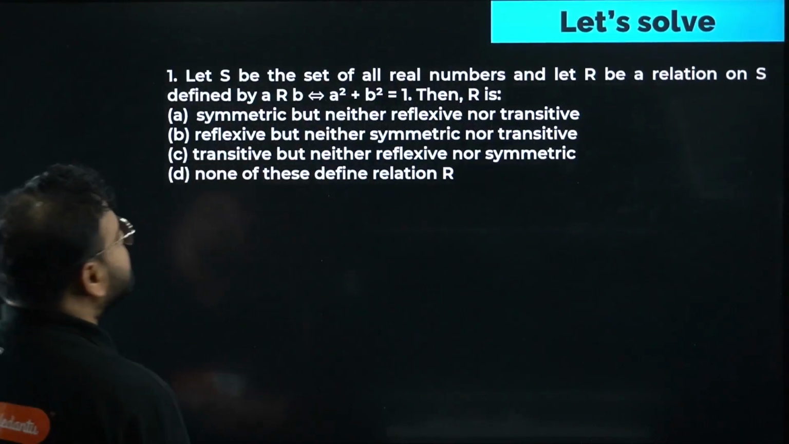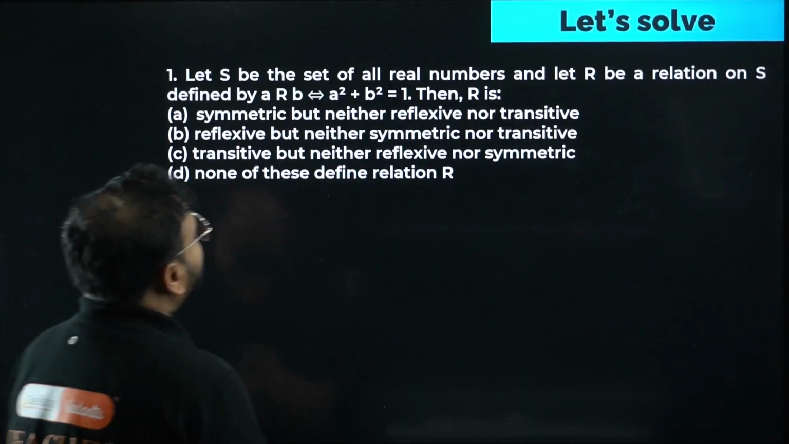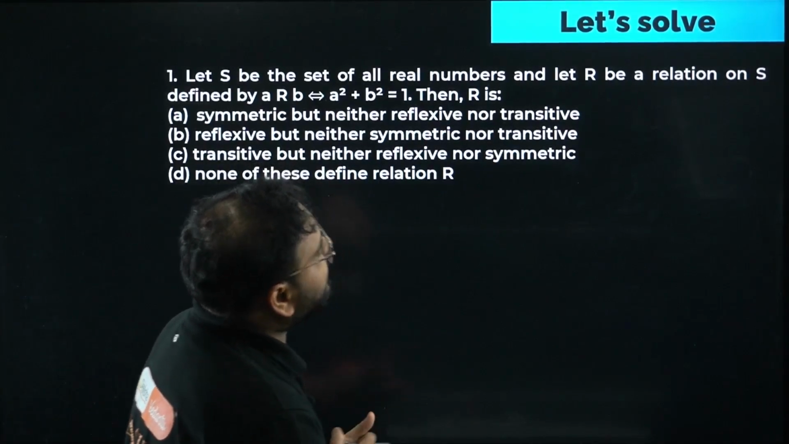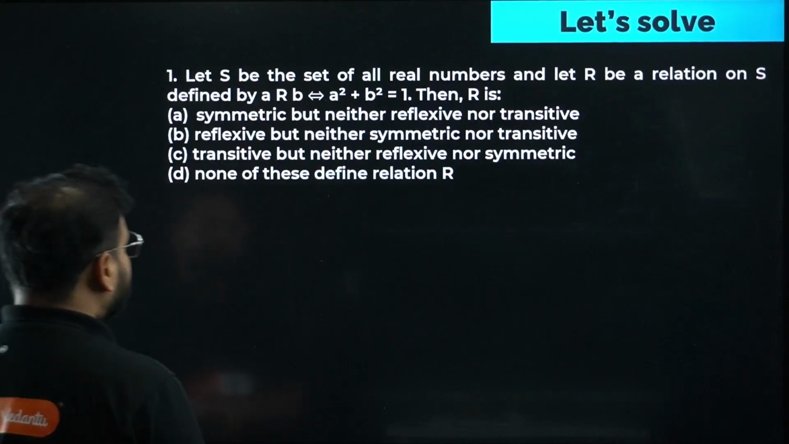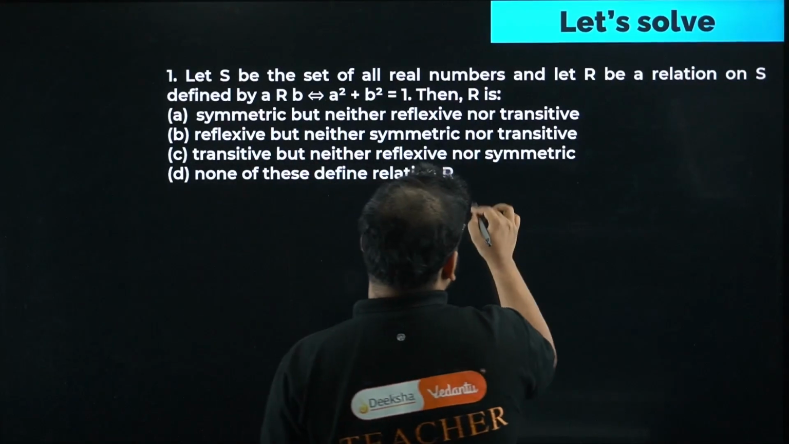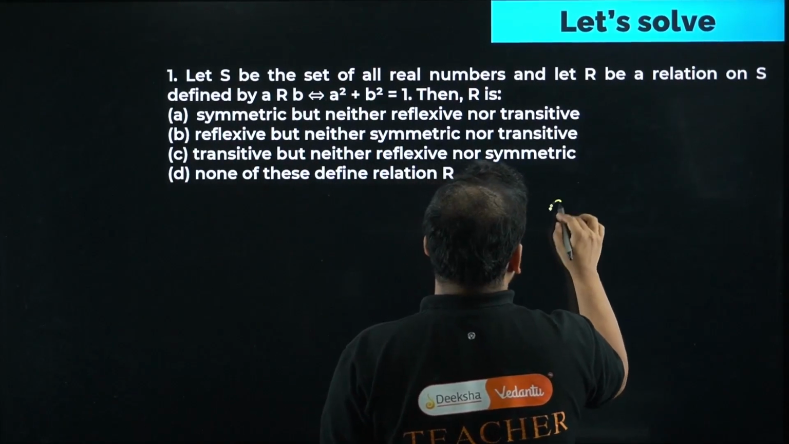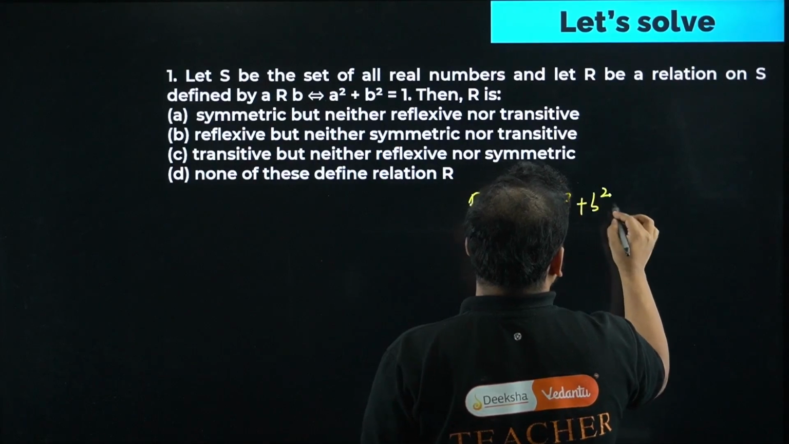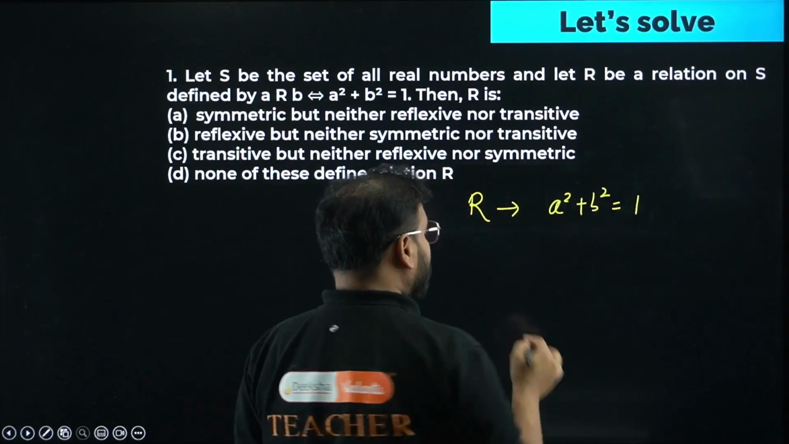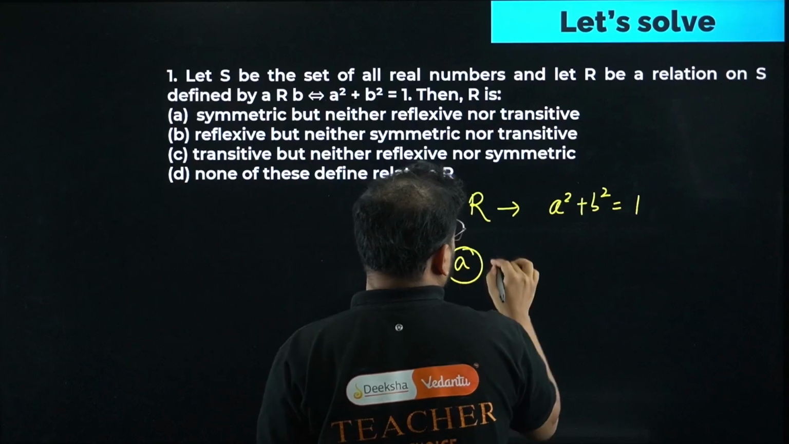Now question 1 on this practice question. Let S be the set of all real numbers and R be a relation on S defined by aRb if a squared plus b squared equals 1. Let's check for reflexive first. So I'll check for the reflexive first.